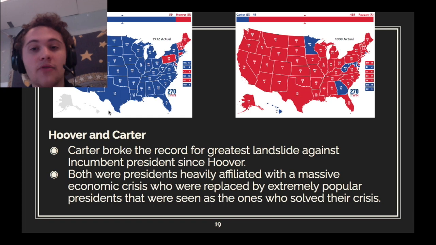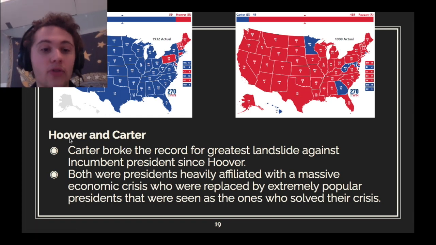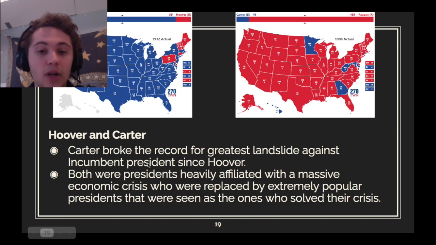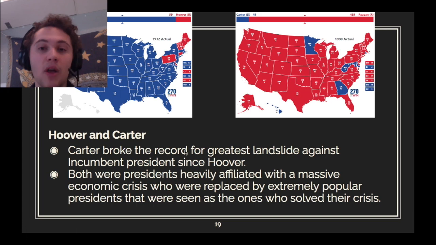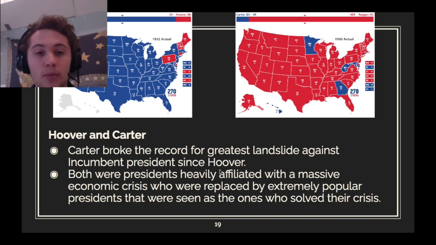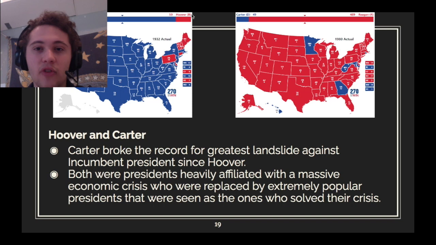As I was looking at the voter map, I couldn't help but notice and then research that Jimmy Carter had the record for the greatest landslide against an incumbent president since Hoover. So it was the worst loss for a president seeking re-election since Herbert Hoover in the Great Depression, losing to Franklin Delano Roosevelt. We can see here Franklin Roosevelt wins on Hoover to a very similar degree, but even to a bit less degree than Carter did.